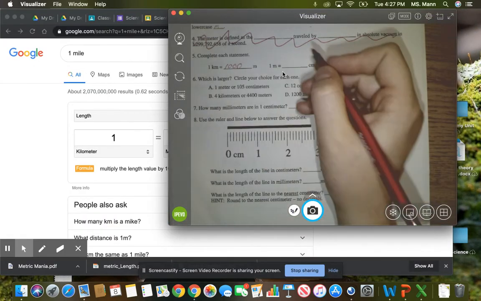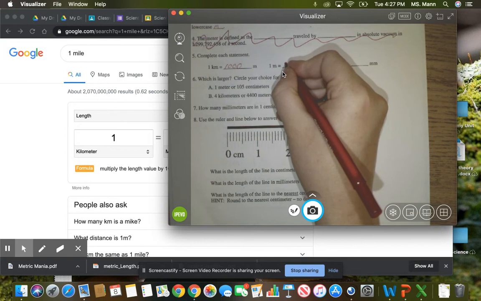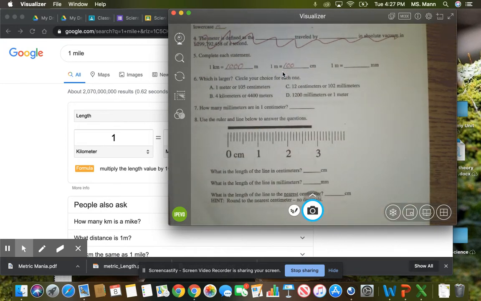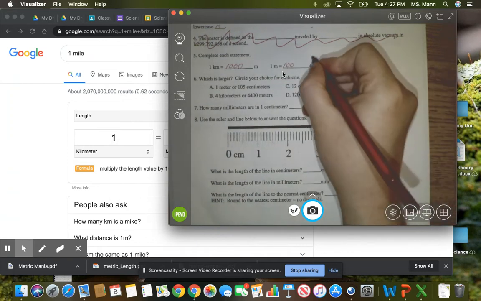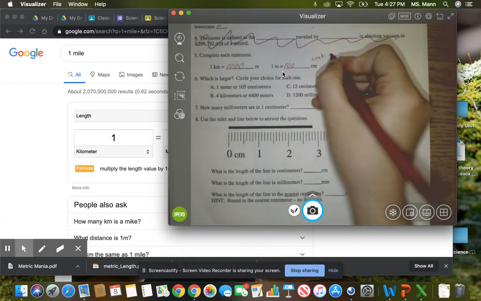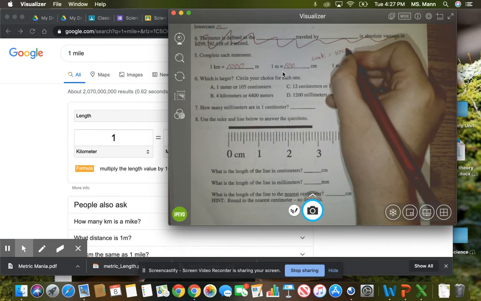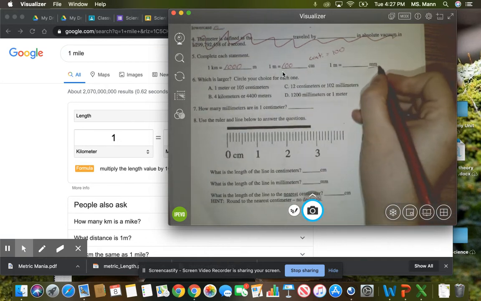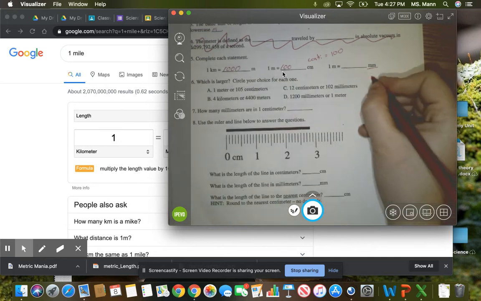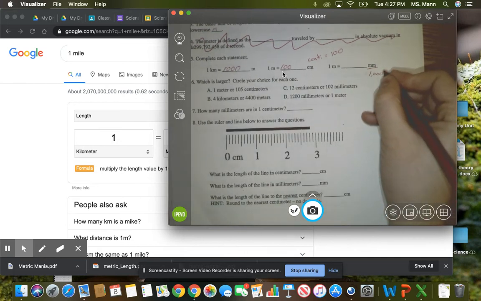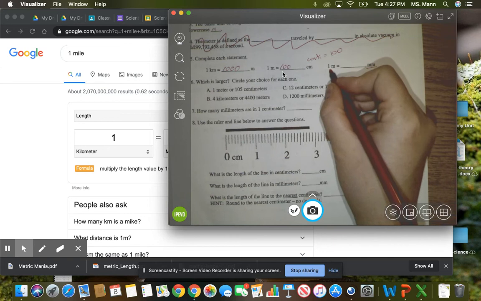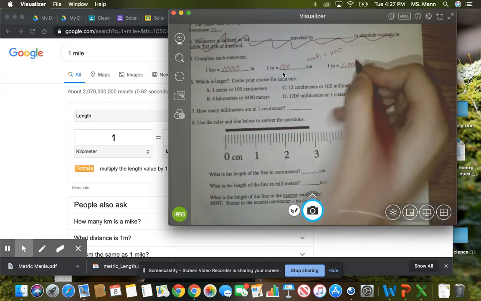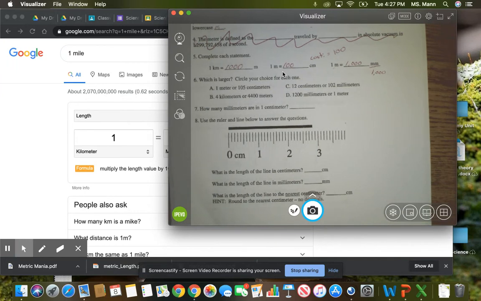Then we have 1 meter equals 100 centimeters, right? I just know that because I know centi equals 100. Now we need millimeters. Milli means 1,000. So 1 meter equals 1,000 millimeters.